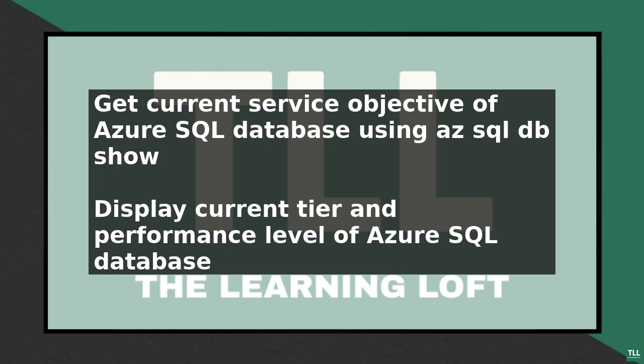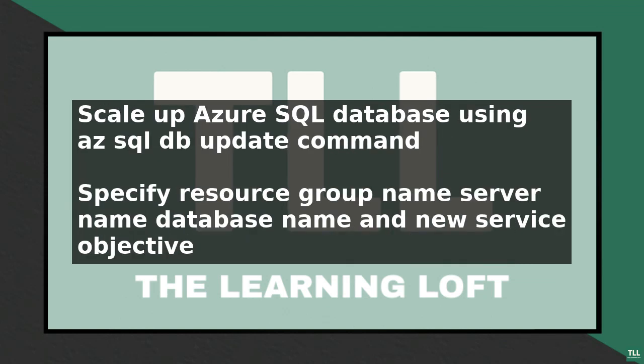To scale up your Azure SQL database, use the command az sql db update. Specify the resource group name, server name, database name, and the new service objective. For example, to scale up to the premium tier with 100 DTUs, use the command az sql db update, resource group, server name, set SKU equals P10.